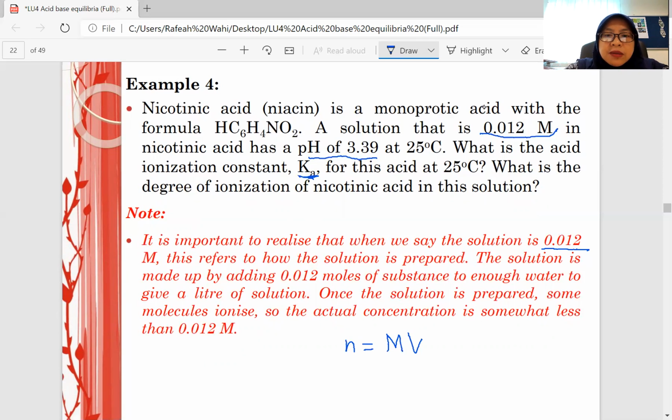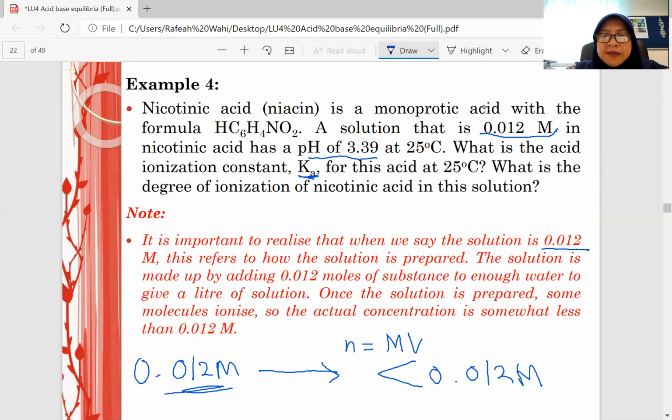So once the solution is prepared, some molecules will ionize. So the actual concentration must be less than 0.012. I repeat, let's say we have the initial concentration of the nicotinic acid as 0.012 molar. After ionization, we know that this concentration will decrease so that it will become below 0.012 molar.